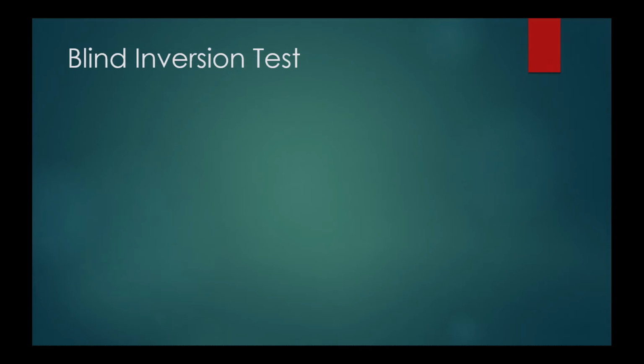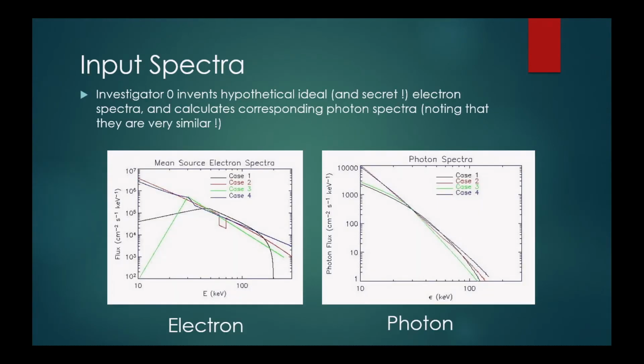In the blind inversion test, investigator 0, that's me, made up a bunch of electron spectra. There they are with all kinds of interesting, probably completely non-physical artifacts in them, including wedges and cutoffs and bits that went up and down. And these are the photon spectra corresponding to the 4 electron spectra on the left.